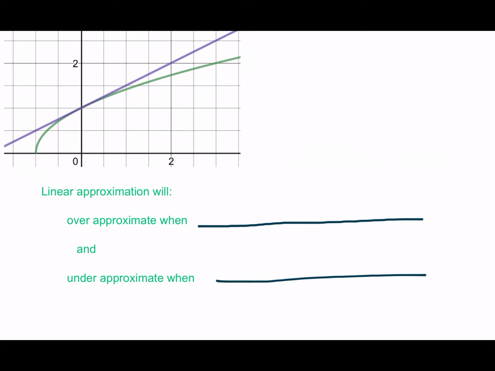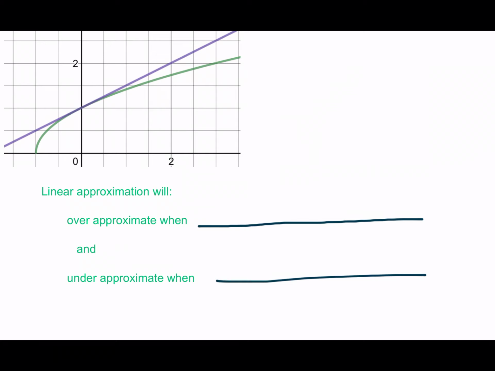I want you to think about it, so pause it. Think about what about the shape of the graph makes it an over approximation, and how could I change the shape of the graph to make it an under approximation? Think about that, and when you have an answer, come back to me.